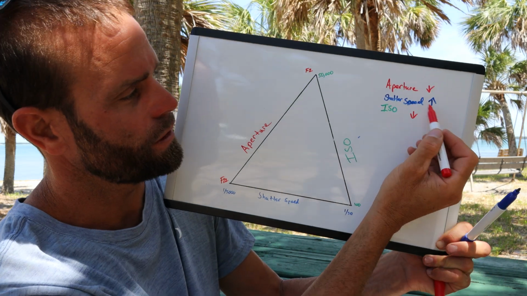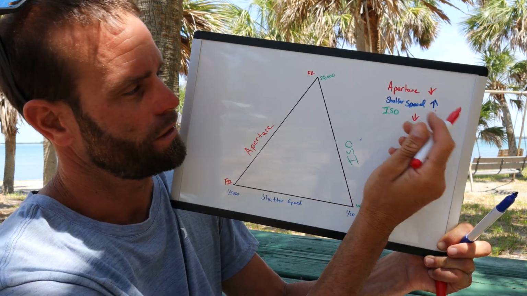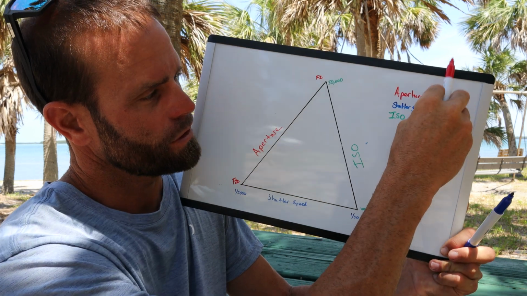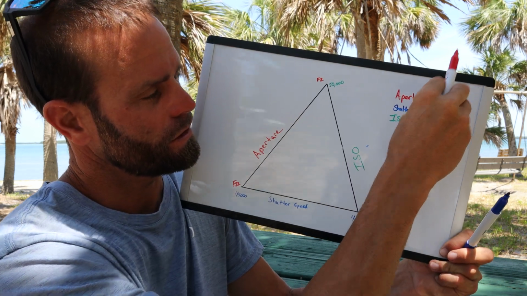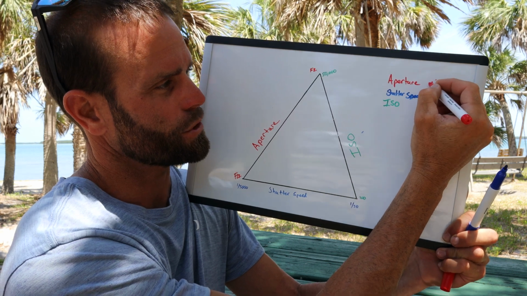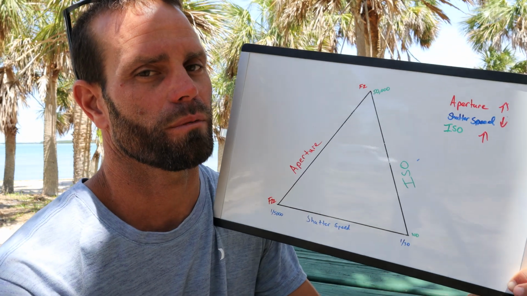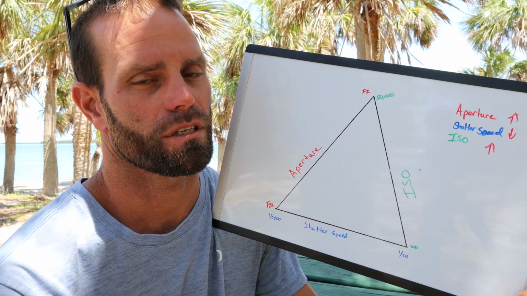Just remember, if shutter speed goes up, aperture or ISO go down. If shutter speed goes down, aperture goes up, ISO goes up, because it all has to do with the amount of light that you're letting into the camera's image sensor.